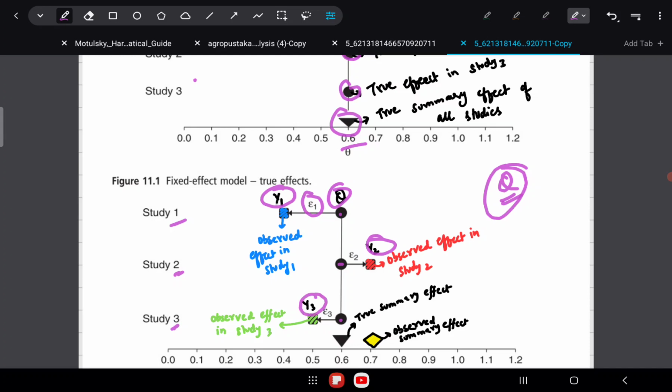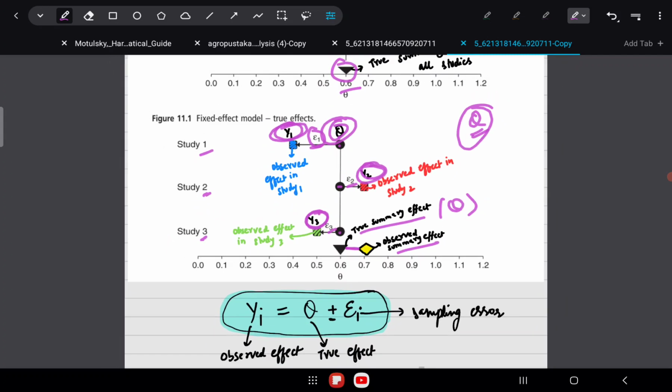So why are these y's different from theta? It's because of epsilon 1, epsilon 2, epsilon 3, which are nothing but the sampling error in these 3 studies, which will depend on the sample size of the study, of course. Because these 3 observed effects, y1, y2 and y3, deviate from the true effect theta, the observed summary effect will also be somewhat different from the true summary effect. The true summary effect will be theta only in this case, since all the studies have theta as the true effect, whereas the observed summary effect will be slightly more or less than theta because of the sampling error.